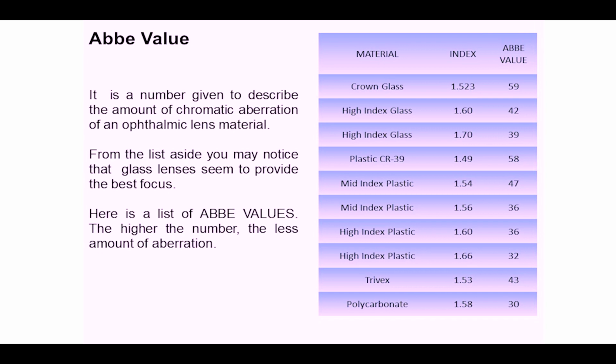All right. So this is what it is when it comes to chromatic aberration and Abbe value. Is that clear? If you have any questions, let me know.